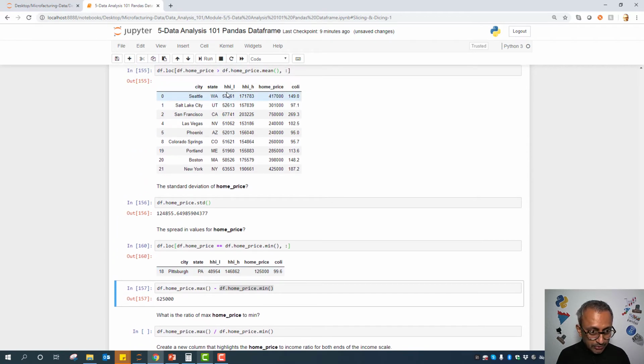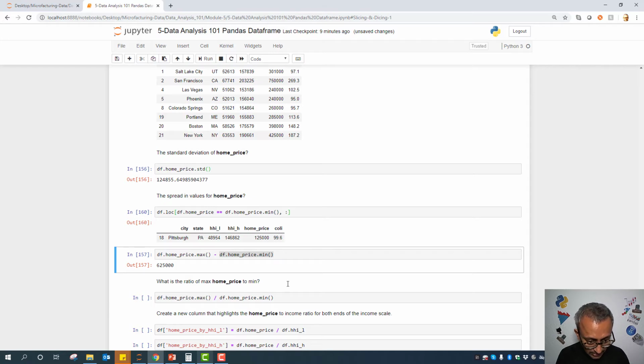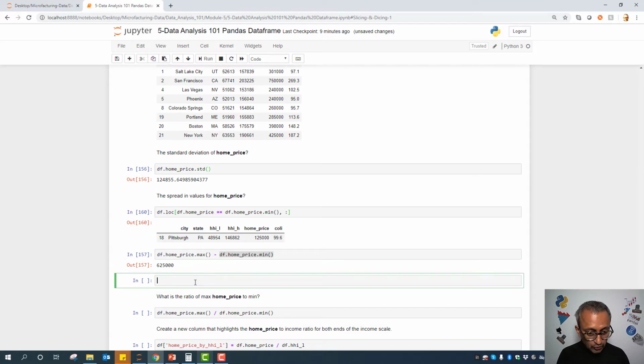If you look at the spread in the lower end of what a public school teacher can make, compared to that and the home price, the ratio. What's the home price ratio? That's a good way to calculate. What is the home price to public school teacher, which is basically HHIL, ratio? Where is the highest?